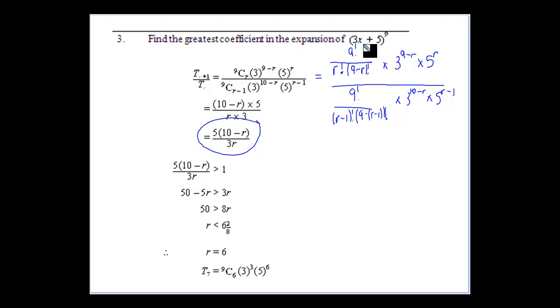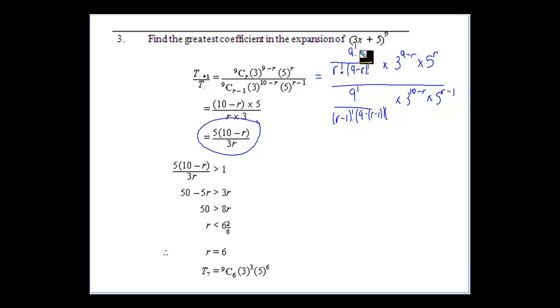Another example, greatest coefficient in this example. This one's a little bit harder this time because there's much more going on, because you've got a 3 and a 5 there. So you've got the t(r+1) would be 9cr, 3 to the power of 9 minus r, times 5 to the power of r. The rth term would be 9c(r minus 1), and then the 3 to the power of 10 minus r, 5 to the power of r minus 1.